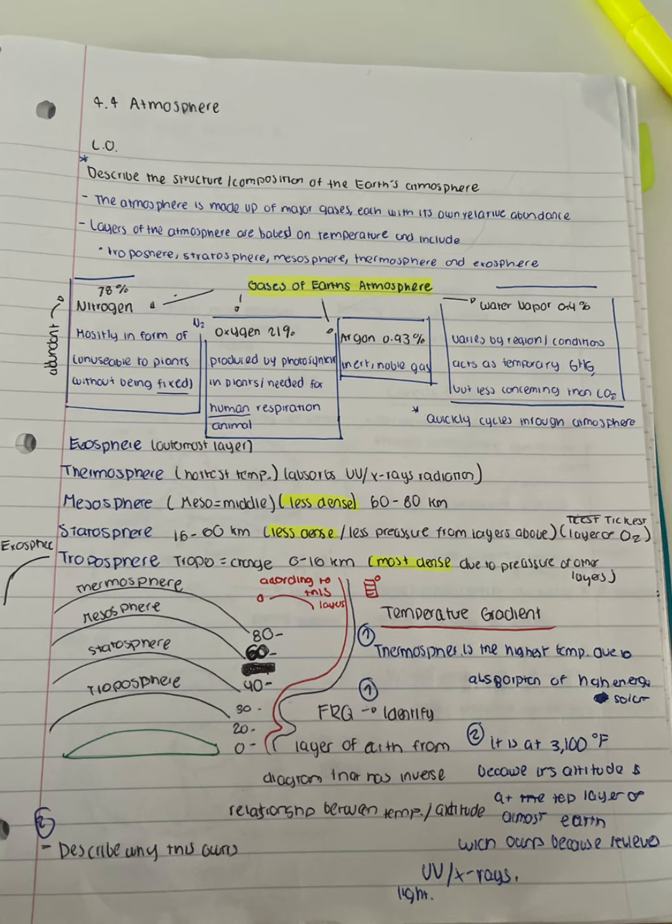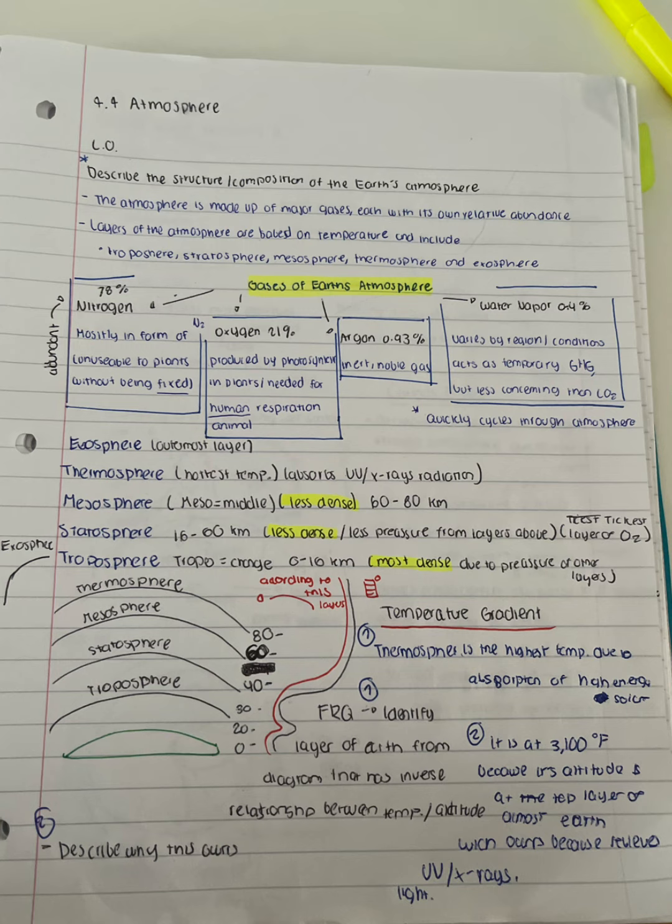Then we have argon, which is 0.93%, an inert noble gas. Then we have water vapor, which is 0 to 4% and varies by region and conditions, and acts as a temporary GHG, greenhouse gas. All of these gases quickly cycle through the atmosphere.